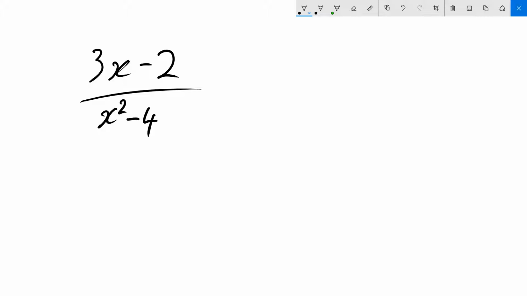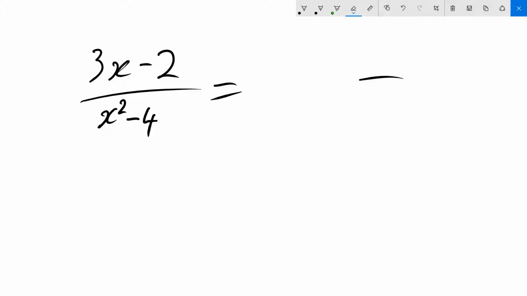Hello, and today we're going to be talking about partial fractions. So we're going to be looking at the first type of partial fractions out of three types. So I'm going to make a fraction here, and what we want to do with this fraction is we want to split it into this kind of form, and we're going to have to split the denominator as well, but we'll get to that in a minute.